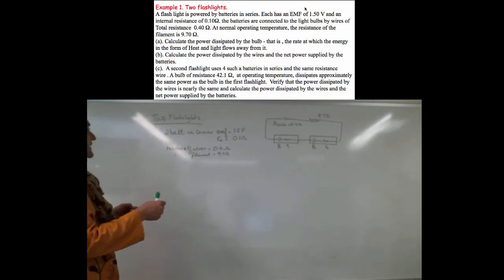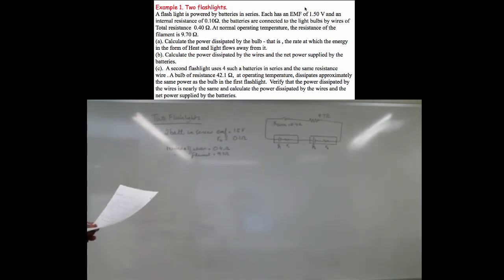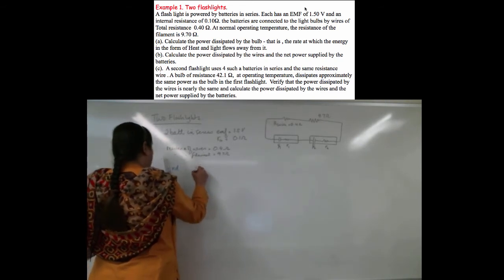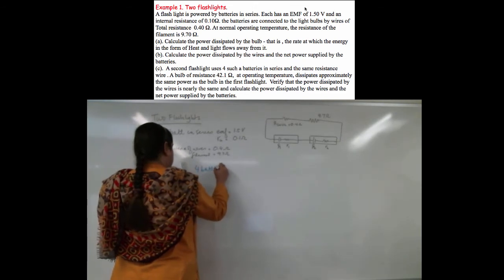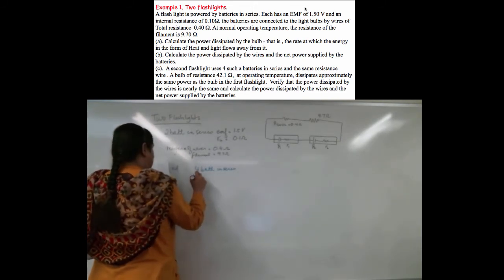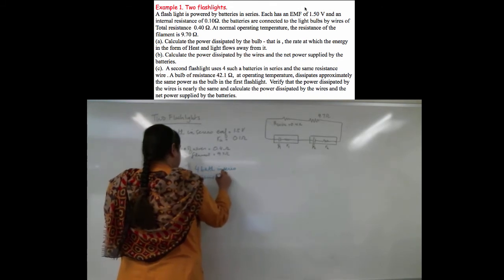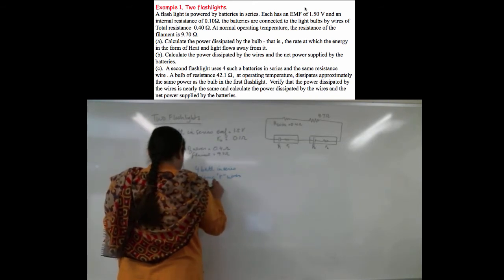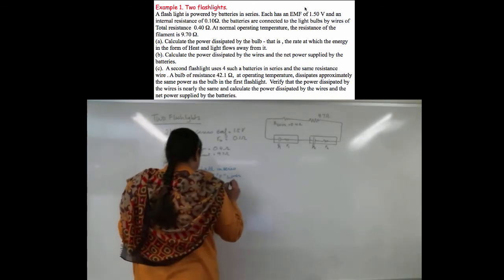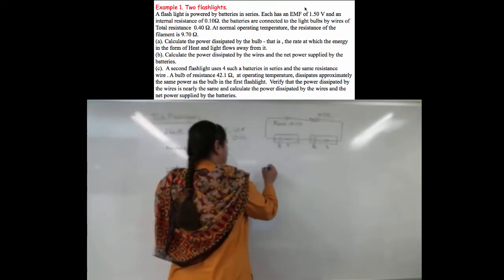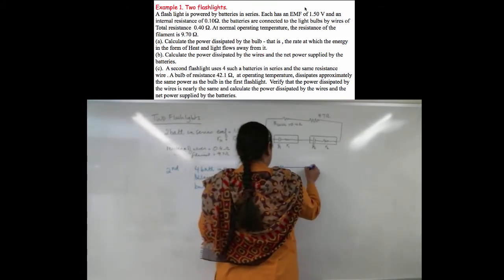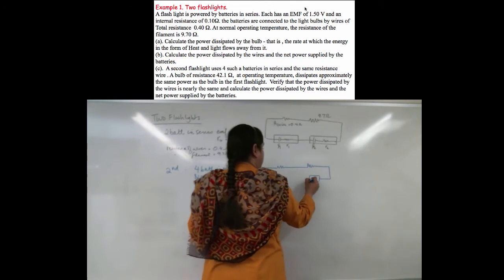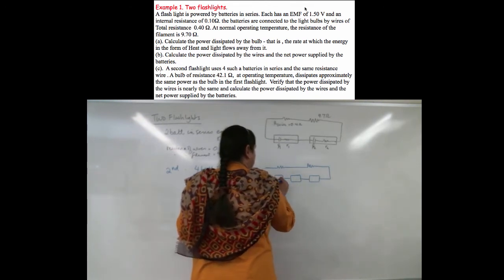Now, for part C, it says that we have a second flashlight. So we have a second flashlight that uses 4 batteries in series and the same resistance wire, same R wires, and the bulb is 42.1 ohms. So in this case, what would it look like? This picture would look like this. So this would be my bulb, and instead of having only 2 batteries, it will now have 4 batteries, right?